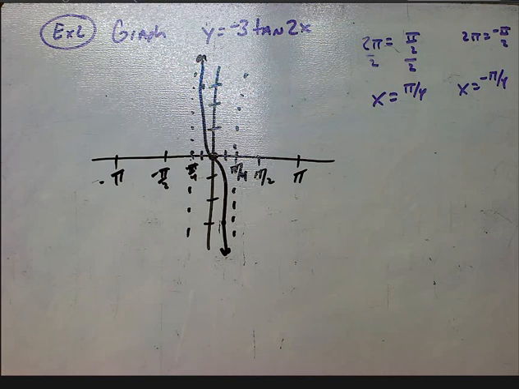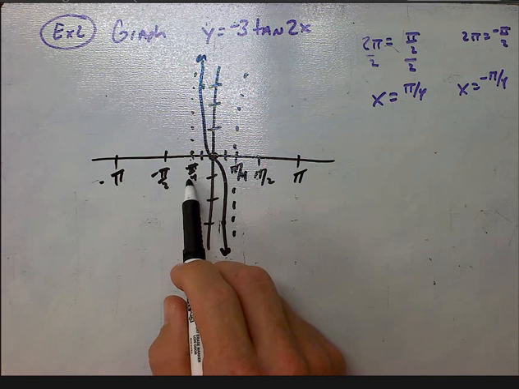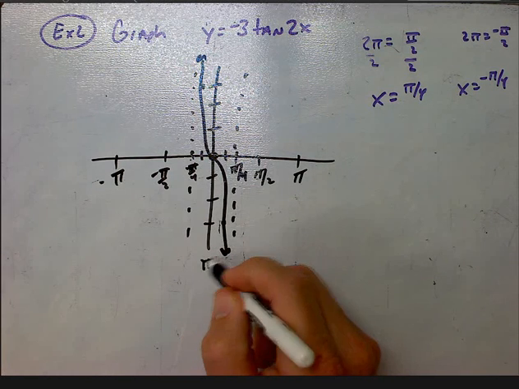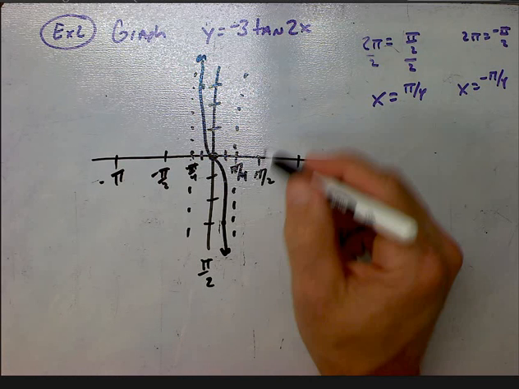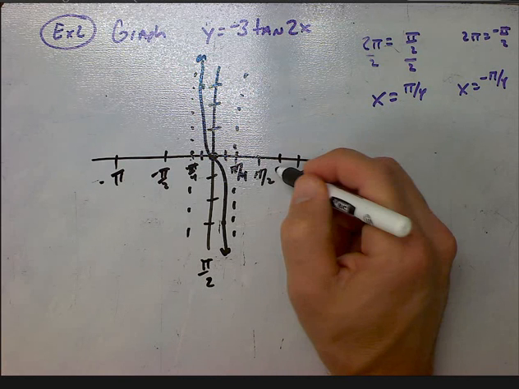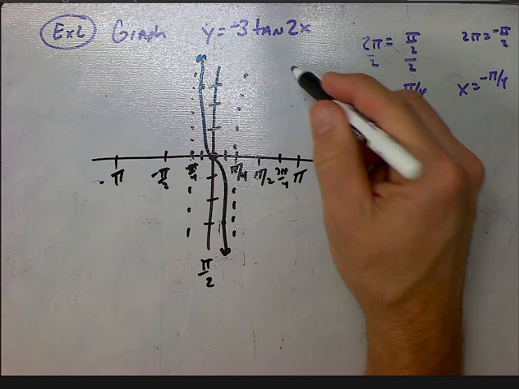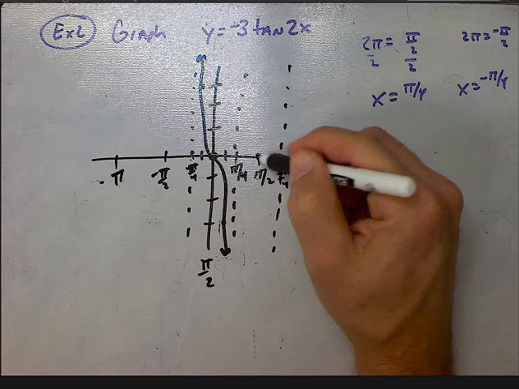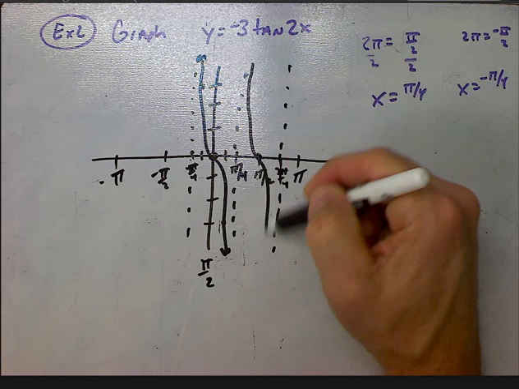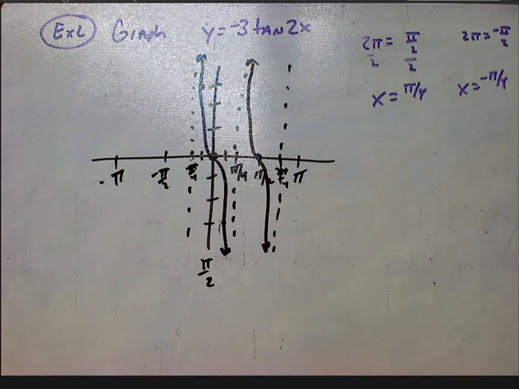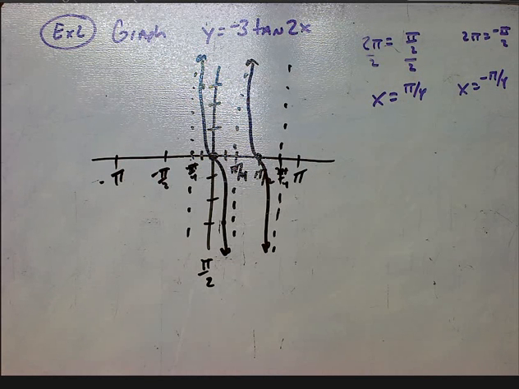To do a second period length, notice between pi over 4 and -pi over 4, the period width is pi over 2. So another pi over 2 units would be a 3 pi over 4 asymptote. 0 is the halfway mark, and we know it's going to go like this. So there's a second period for the graph of y equals -3 tangent of 2x.